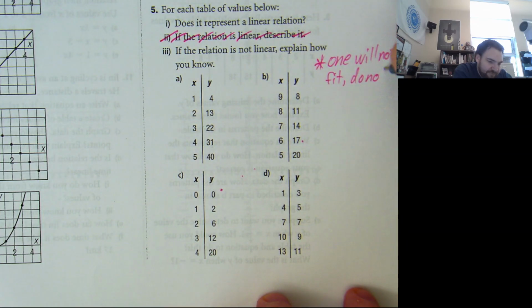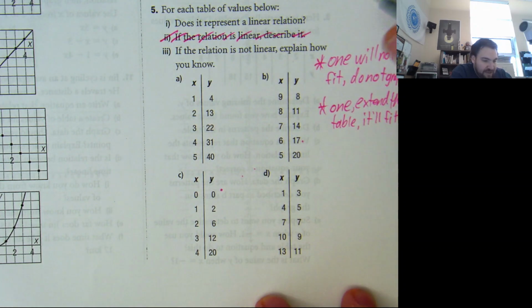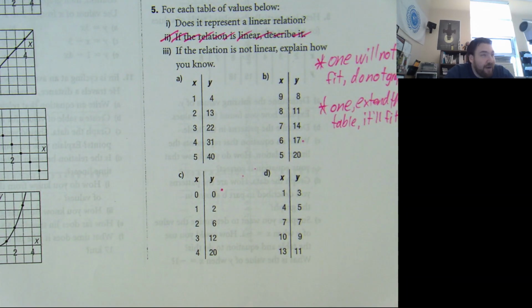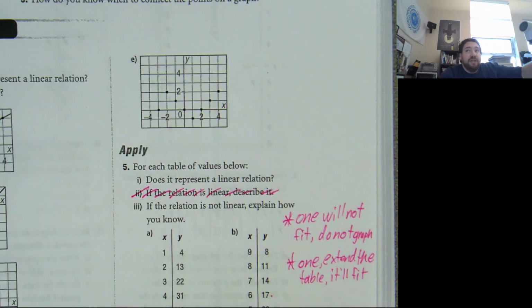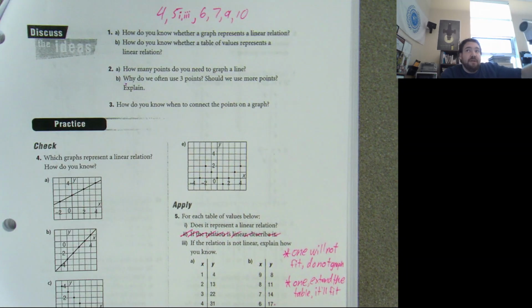Do not graph. One, extend the table. It'll fit. And then there is another one that you don't have to do anything to. So 3 of those are linear. There is a 4th one that is not. Prove it. And then I want you to do 6, 7, 9, and 10 as well. So there's your homework. You have the rest of the block to do it. May the force be with you.